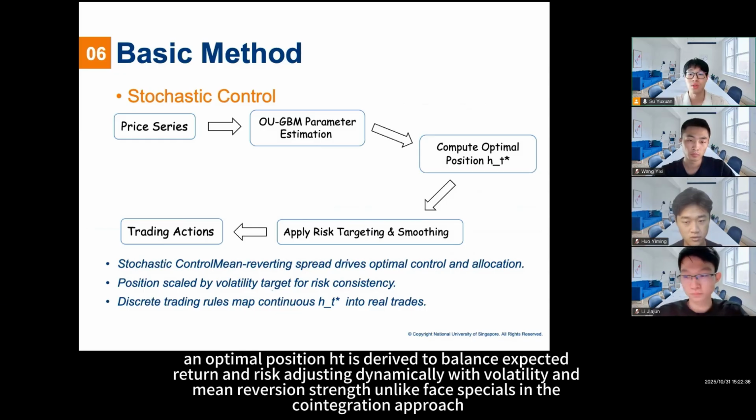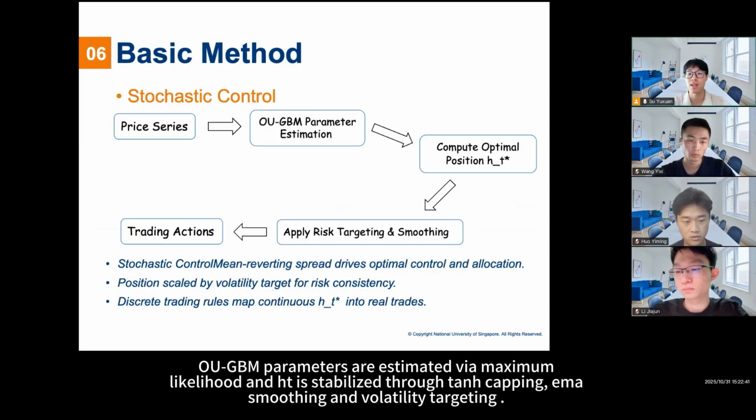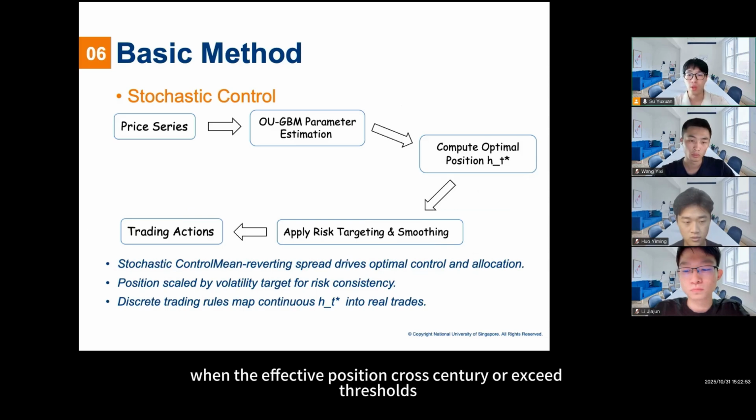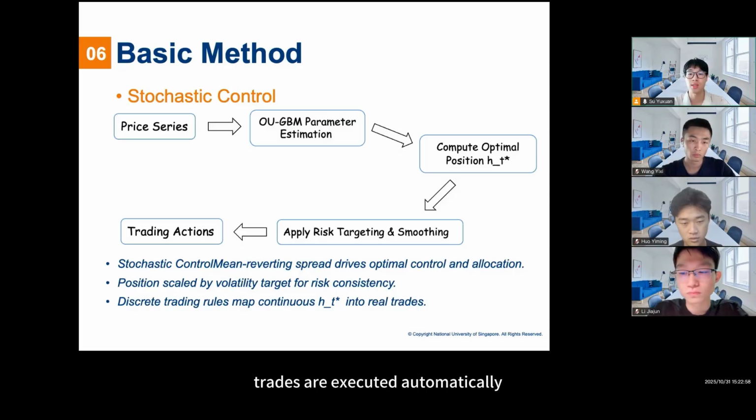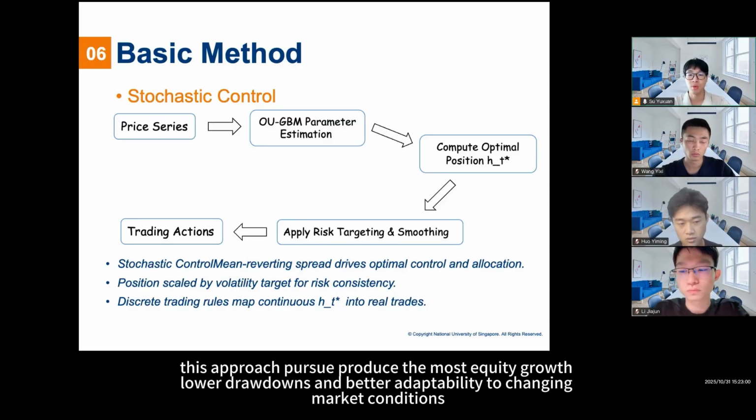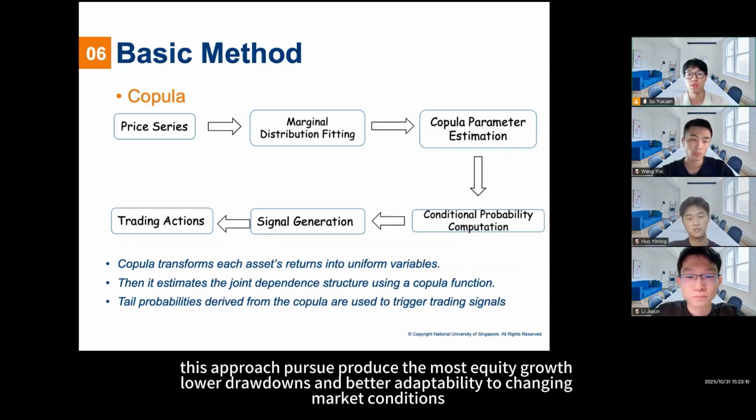Unlike fixed thresholds in the cointegration approach, OU-GBM parameters are estimated via maximum likelihood, and h_t is stabilized through tanh capping, EMA smoothing, and volatility targeting. When the effective position crosses entry or exit thresholds, trades are executed automatically. This approach produces smoother equity growth, lower drawdowns, and better adaptability to changing market conditions.